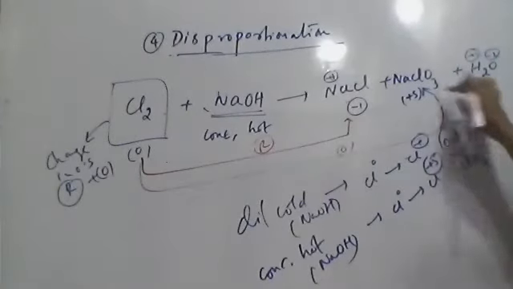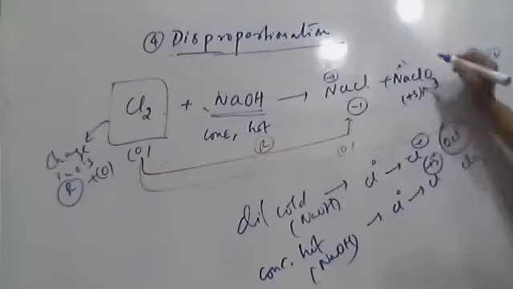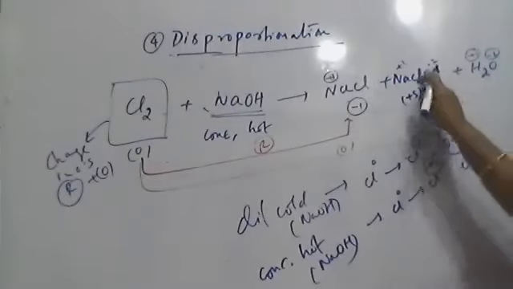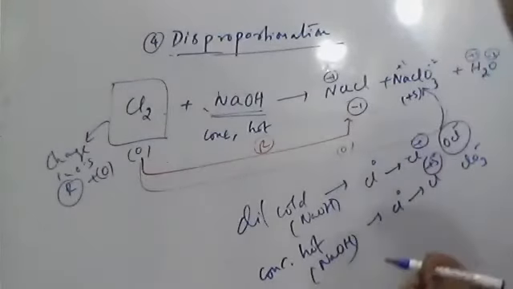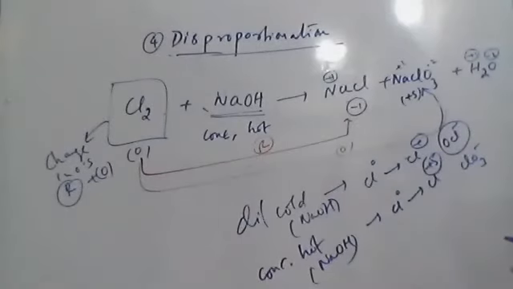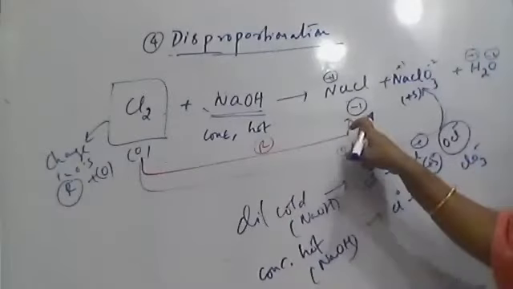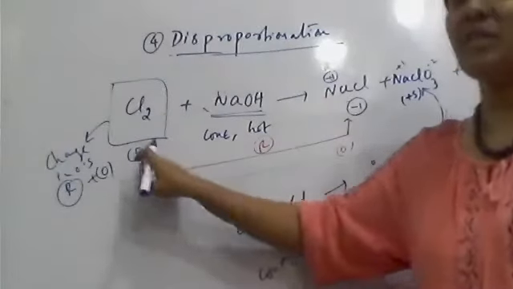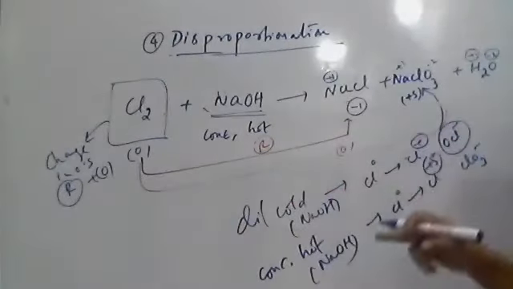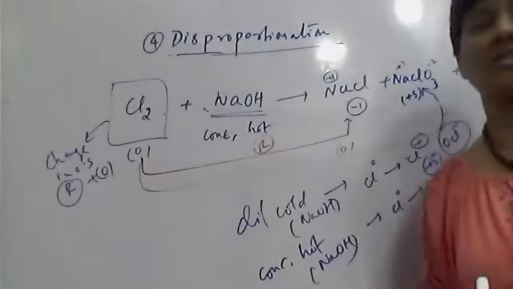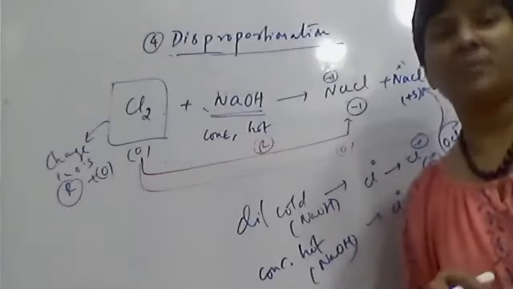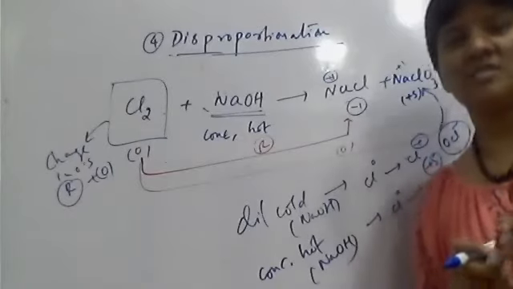Yesterday I explained how to calculate. Sodium is plus 1, oxygen is minus 2. So what will be the charge on the chlorine? Plus 5. So the same element, chlorine, undergoes reduction to minus 1, and the same element, 0 to plus 5, undergoes oxidation. It is called disproportionation.